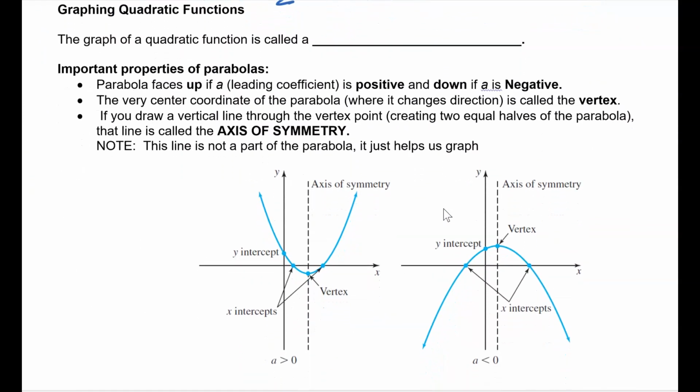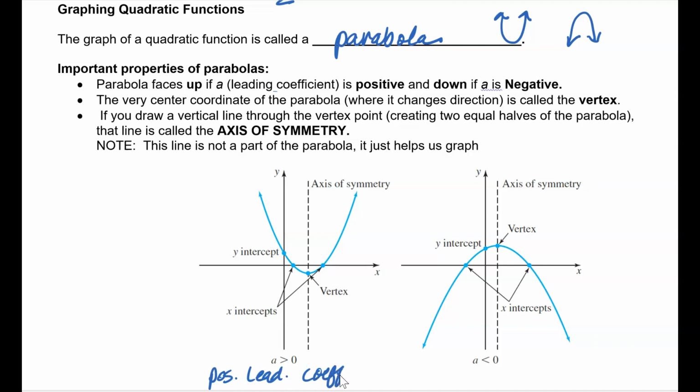So this next part, we're going to talk about graphing quadratic functions. When you graph a quadratic function, it's called a parabola. And a parabola is just a U shape. The parabola could be facing up, we say, or it could be facing down. Whenever it's facing up, the leading coefficient is positive. And if it's facing down, it has a negative leading coefficient. And the leading coefficient is the number in front of x squared.